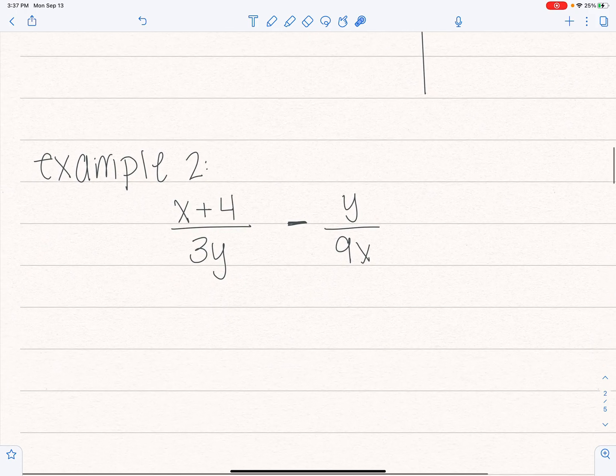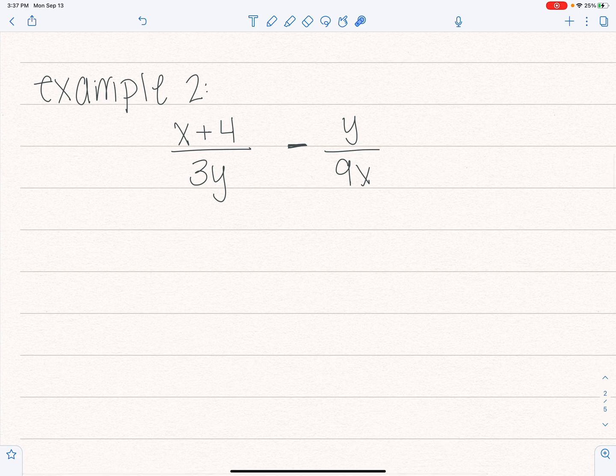All right, example 2. I'm now getting a little bit more difficult. So I've got x plus 4 over 3y minus y over 9x. Okay, so the first thing I'm looking at is, do the denominators match? No, I've got 3y and 9x. So now I'm going to find my LCD.